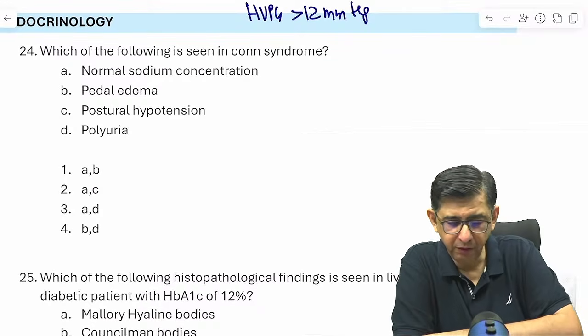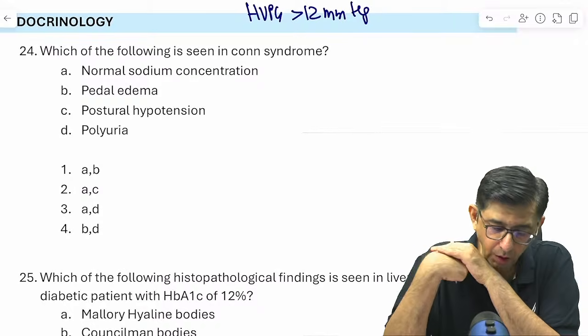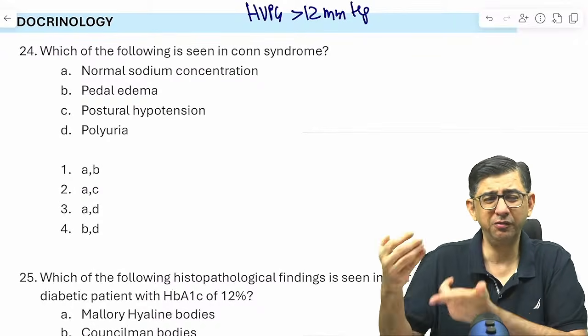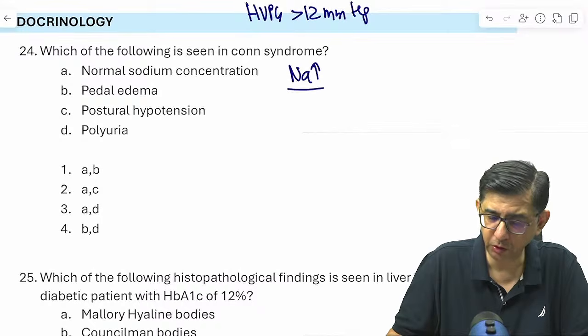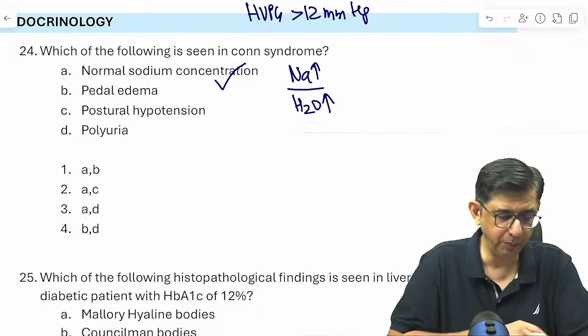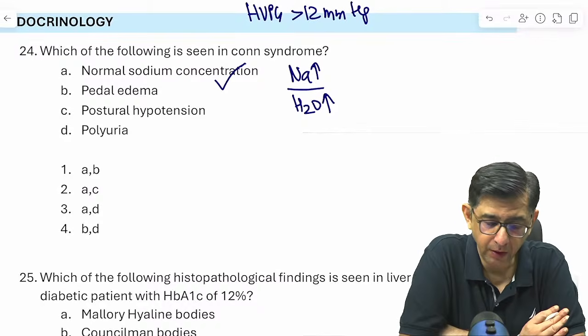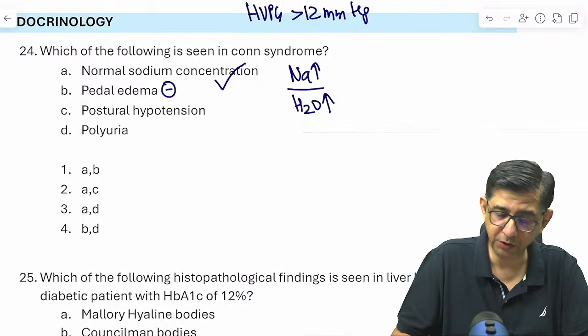Okay, which of the following is seen in patients of Conn syndrome? Okay, normal sodium concentration is very much present, because in Conn syndrome sodium will also be more and water will also be more. So there's a possibility that the concentration of sodium can be normal in the patient. So that is okay. A point is perfectly right. Pedal edema we don't see. Portal hypertension obviously we don't see.